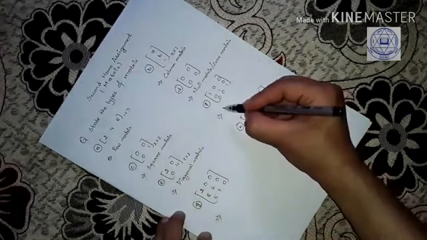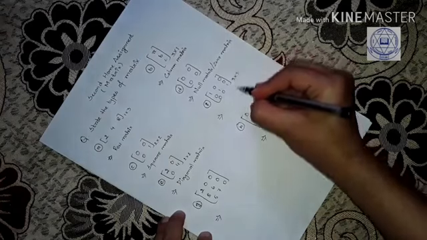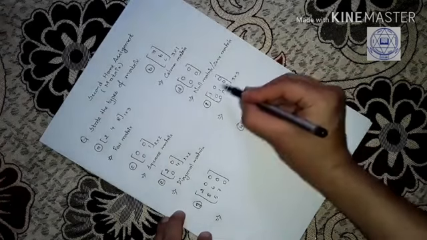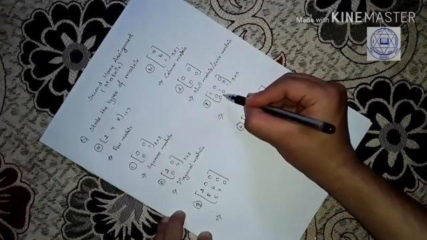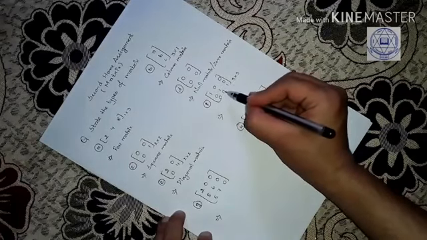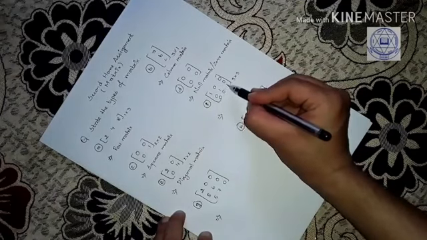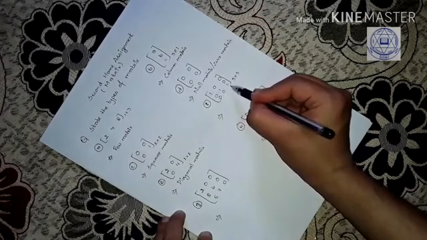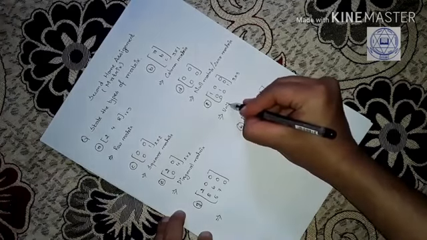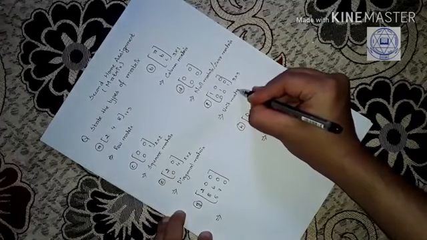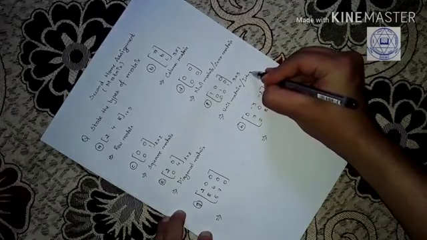Now question number F. In question number F, it is a 3 by 3 matrix. All the elements except the main diagonal are 0, and in the main diagonal all the numbers are 1. That's why it is a unit matrix, or identity matrix.